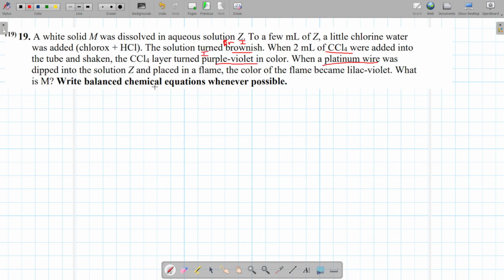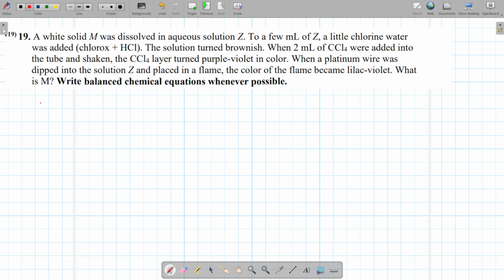When a platinum wire was dipped and put into flame, it became violet. That's K, obviously KI. But here's the part where they say write balanced chemical equations whenever possible. Let's start with the I. You know, AgNO3. Never mind, I'm looking at the solution. That's not what they mean by chemical equations. They want you to go through the steps of what's happening.